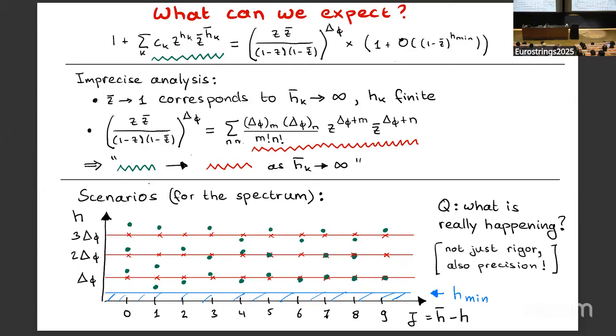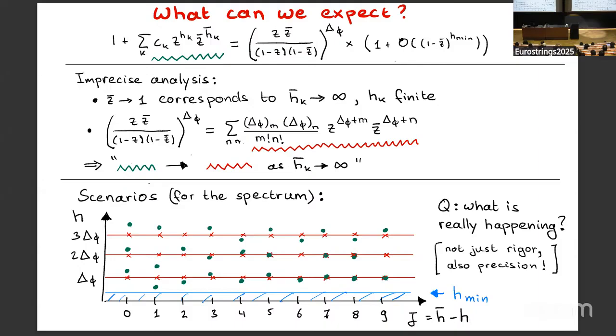Secondly, this right-hand side has its own expansion in monomials. It just looks like this, where this is some Pochhammer symbol, and there are some factorials, so the coefficients and the exponents are completely known. So roughly speaking, the physicist would say that this green summand should roughly become this red summand in the large spin limit. That is the conjecture.